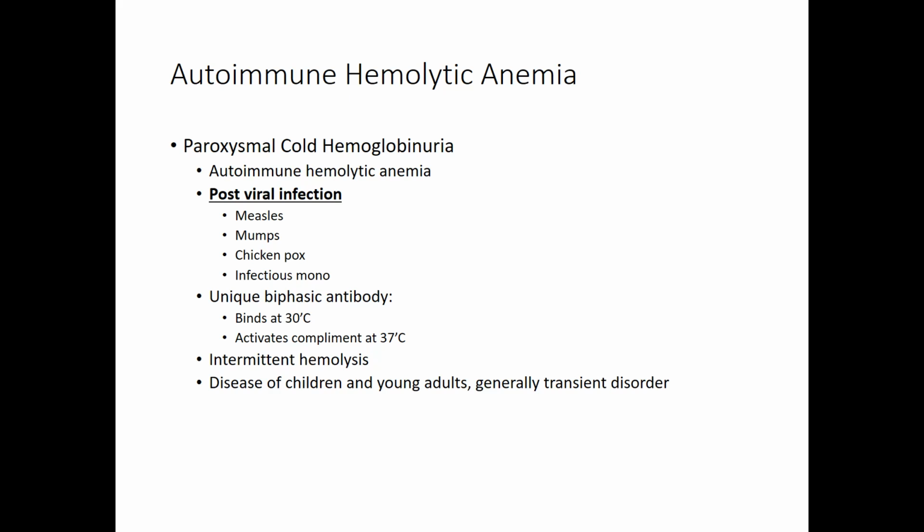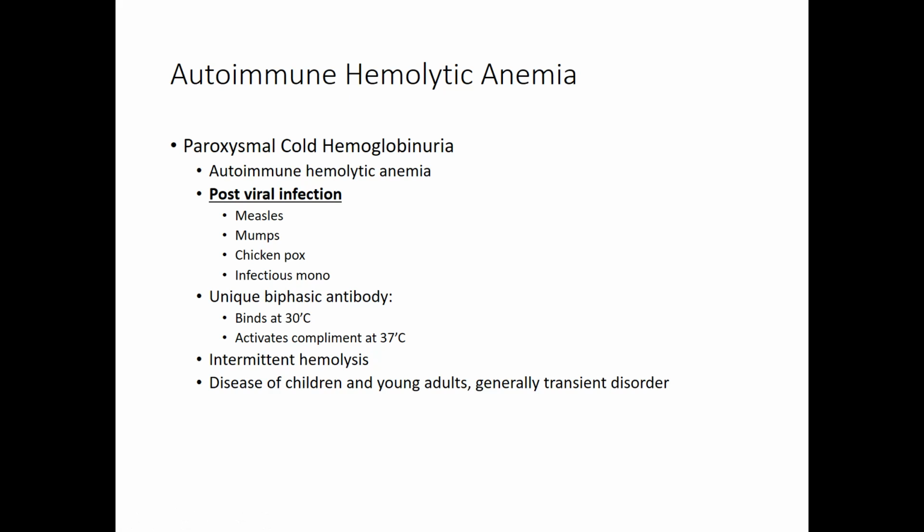This is an important one to understand and to remember because it's classically seen after a patient has had a viral infection, the measles, mumps, chickenpox, infectious mono. And why PCH, paroxysmal cold hemoglobinuria, is an important disease is that it is in fact a cause of an intermittent hemolysis, intermittent meaning it comes and goes. And it's a unique disease because the antibody is what we call biphasic. Has two phases in the activation process.